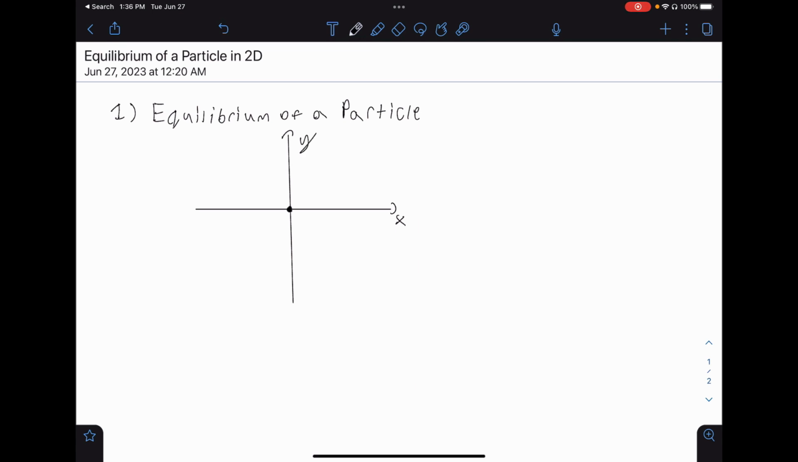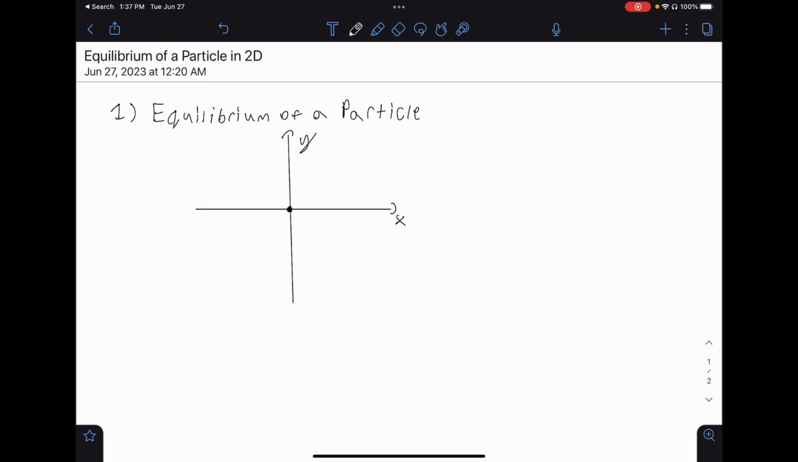For that particle to be in equilibrium, it needs to remain at rest if originally at rest, or remain at constant velocity if originally at constant velocity. Basically, it doesn't change throughout the question. In this case, everything's just going to be still. There's nothing to do with constant velocity. In this case, it's going to just remain at rest.